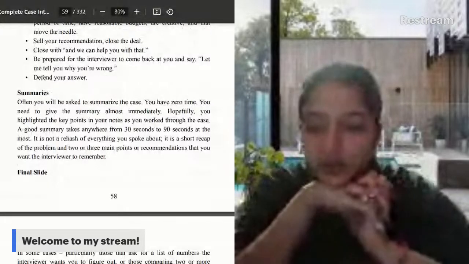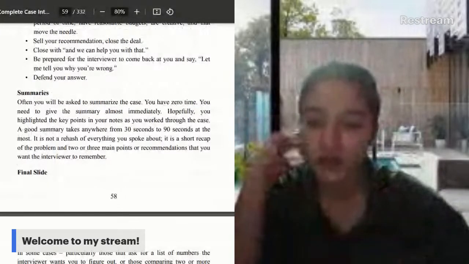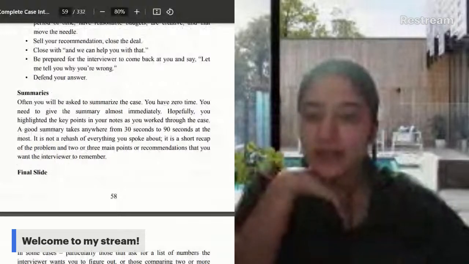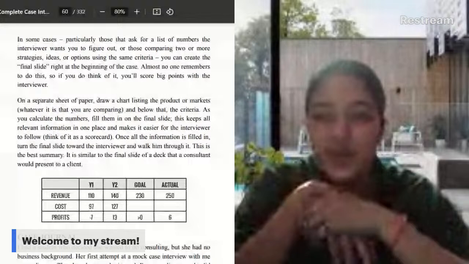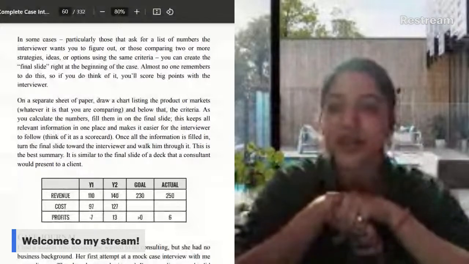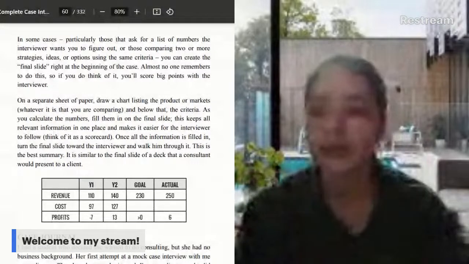Final slide. In some cases, particularly those that ask for a list of numbers, the interviewer wants you to figure out, for example, a comparison of two or more strategies, ideas, or options using the same criteria. You can create the final slide right at the beginning of the case. Almost no one remembers to do this. So if you do think of it, you'll score big points with the interviewer.